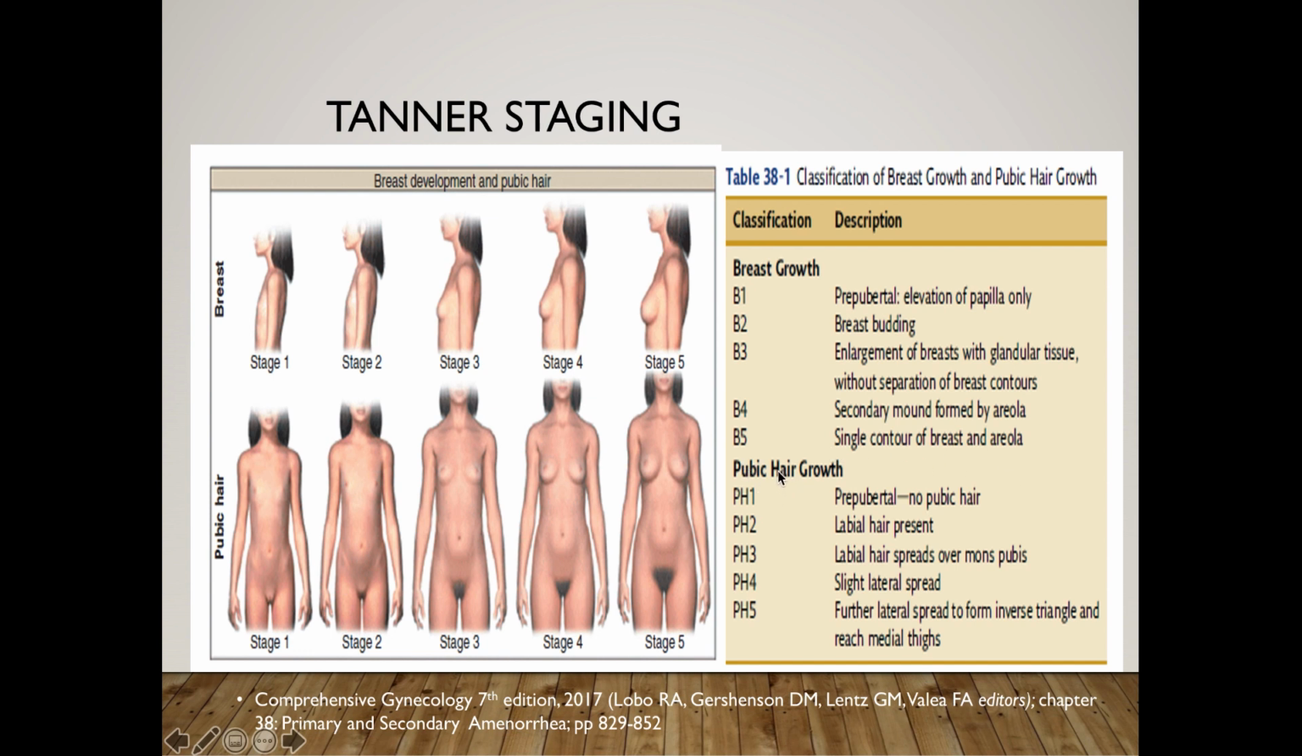Now, for the Tanner staging involving the pubic hair, we have PH1, which is prepubertal, meaning no pubic hair. PH2, labial hair is present. PH3, labial hair spreads over the mons pubis. PH4, there's slight lateral spread. And PH5, the pubic hair assumes the adult configuration, which is a lateral spread of the pubic hair growth to the medial thighs to form that inverse triangle configuration.